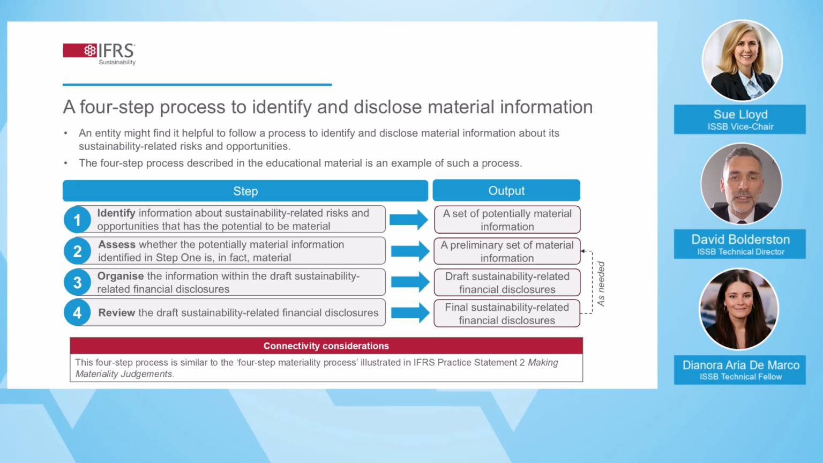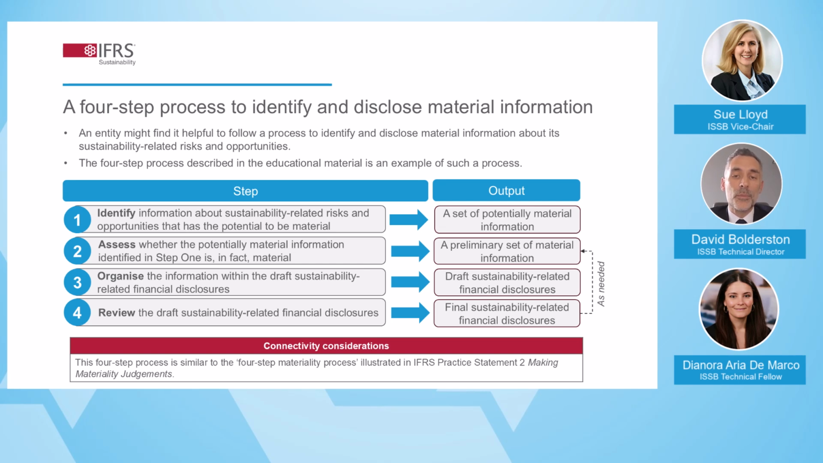So to start us off in step 1, an entity identifies information about sustainability-related risks and opportunities that has the potential to be material. So the output of this is a set of potentially material information. You then assess that potentially material information in step 2 to determine whether or not that information is material. Your output here is a preliminary set of material information.